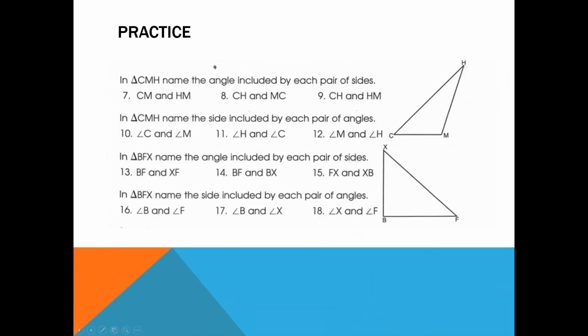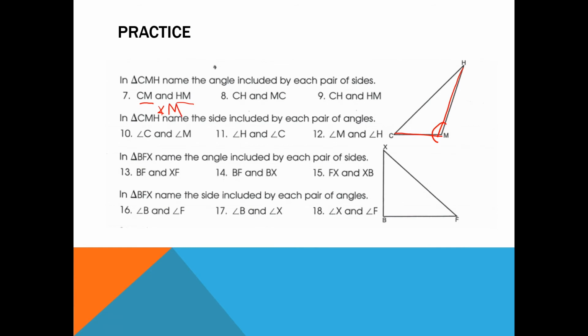So let's look at some examples. If I look at number 7, it says in triangle CMH, name the angle included by each pair of sides. So here is triangle CMH. I want to look and see the angle that is included between CM and HM. And if I'm really paying attention here, I can look and see that they both share M. But I'm going to trace this just to make sure. So here is segment CM, and here is segment HM. There we go.